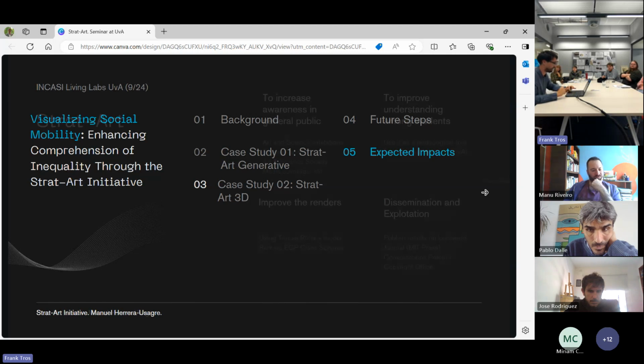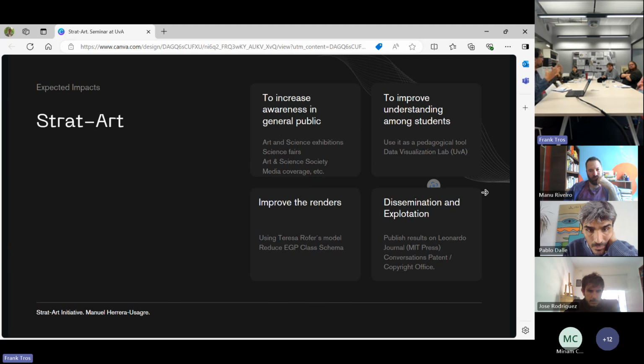As a final slide, we're going to talk about the expected impacts. I want to keep increasing awareness in the general public through joining art and science initiatives and exhibitions. We have already applied to some open calls about it. Science fairs. We're in collaboration with the Arts and Science Society, depending on the European Commission, doing some media coverage. I want to improve the understanding of students too, so use it as a real tool for students to understand the complexity of social mobility. Improve some renders, and reduce the EGP class schema to make it easier to understand.